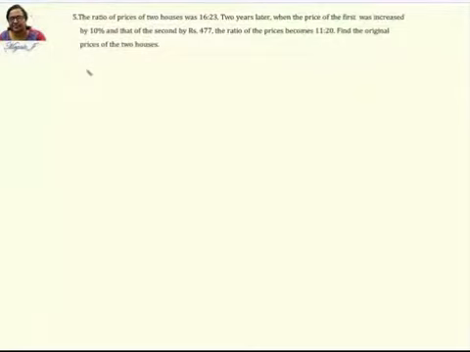Ratio of prices of two houses were 16 is to 23. 2 years later, when the price of the first was increased by 10% and the second is increased by 477, the ratio of the price becomes 11 to 20. Please tell me, how do you proceed in this? The price of first was increased by 10%, the second by rupees 477.